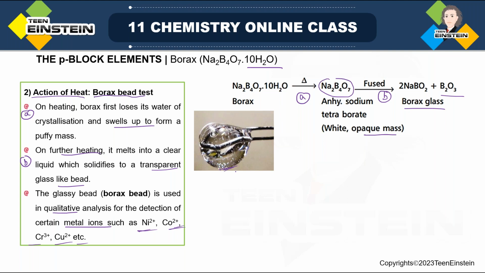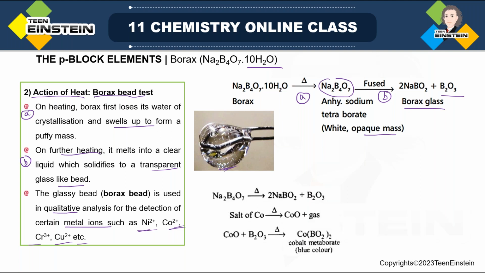Now, it is not just for any metal ions that you can do this borax bead test. There are obviously some specific ions, and mostly we will see it is transition metals. As you can see here, nickel, all are from the d block. Nickel 2 plus, cobalt 2 plus, chromium 3 plus, copper 2 plus. The necessary condition is there must be some color formation, because if there is no color formation, you will not be able to understand which metal ion is actually present.